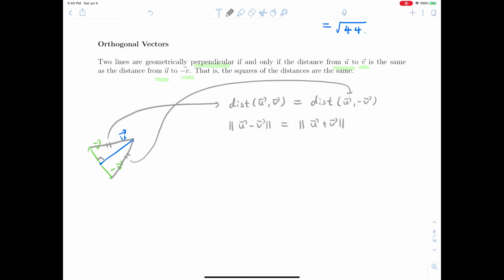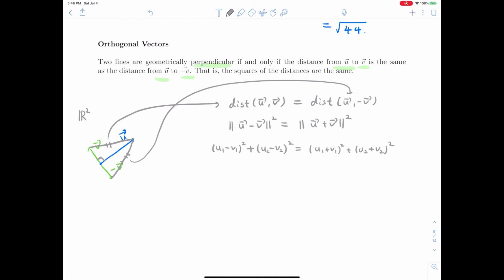So if you take the square of both sides, then this gives you u1 minus v1. Let's assume that your triangle is in R2. Then that gives you (u1 minus v1) squared plus (u2 minus v2) squared equals (u1 plus v1) squared plus (u2 plus v2) squared.